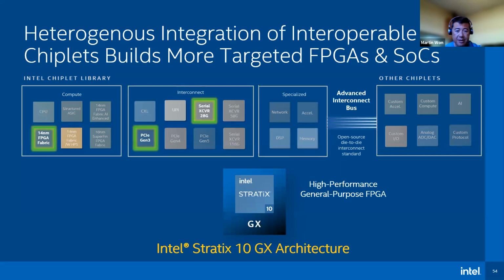So next slide, please. As an example, let's take a look at how we use this method to actually build the Stratix 10 FPGAs. Our Stratix 10 GX devices consist of the chiplets highlighted in the green boxes, including a 14 nanometer FPGA fabric, PCI Express Gen 3, and 28 gigabit per second serial transceivers. And the result is a general purpose high performance FPGA family that supports PCI Express Gen 3 and transceiver data rates up to 28 gig. Next slide, please.